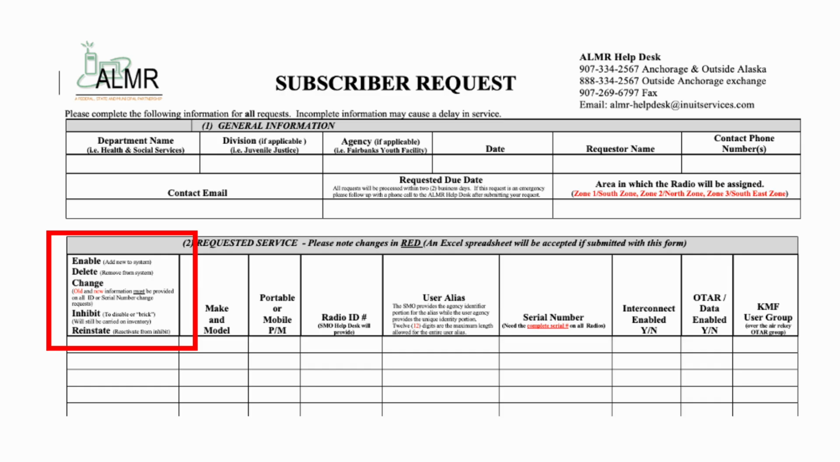To enable a radio, you will provide the new information in the system, primarily the make, model, serial number, and the user alias that is requested. Remember that the user alias is specified by the individual agency, but all user aliases start with the agency identifier that is provided. That identifier is assigned by the system and is the beginning letters of each radio. To delete a radio or remove it from the system, you'll provide similar information. Changing information can be done by providing the old and the new information on the form.